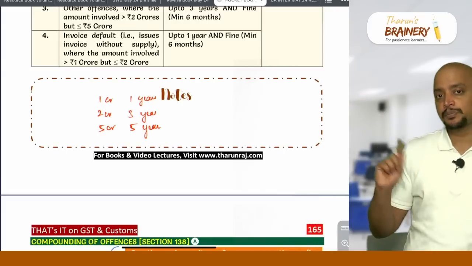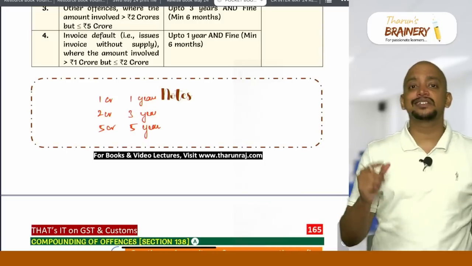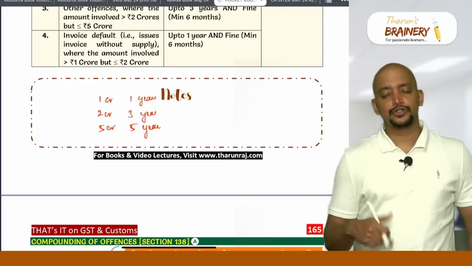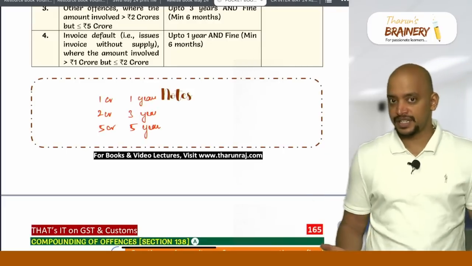So there is a maximum imprisonment up to 1 year, up to 3 years, up to 5 years. But in all these cases there is a minimum imprisonment of 6 months plus fine. So we have to pay fine also, and that fine will be imposed by the court which is passing the imprisonment order.